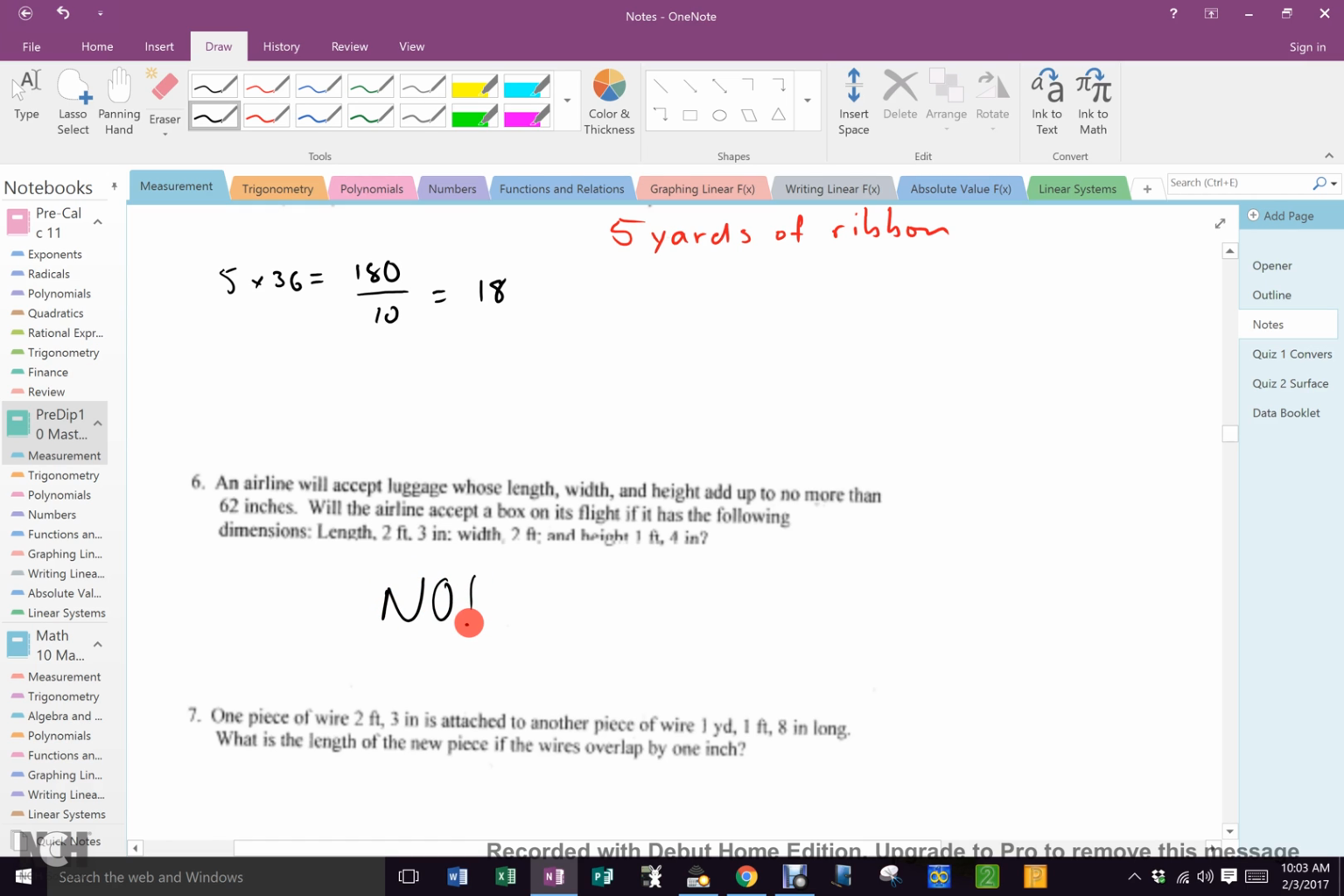No. Why? Because 2 feet 3 inches is 27. 2 feet is 24. 1 foot 4 inches is 16. That is 67 inches. They will not accept it. Which kind of makes me angry because they're a plane. You should be able to bring your luggage without charging extra.